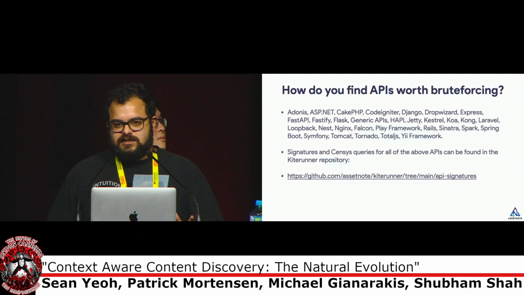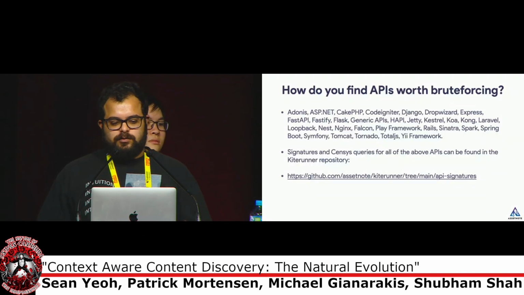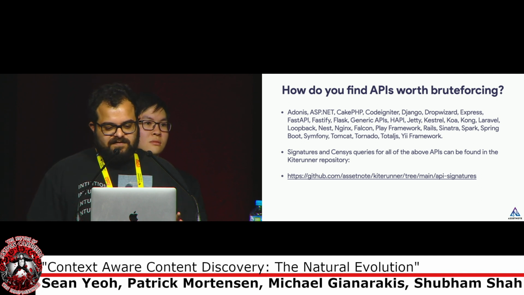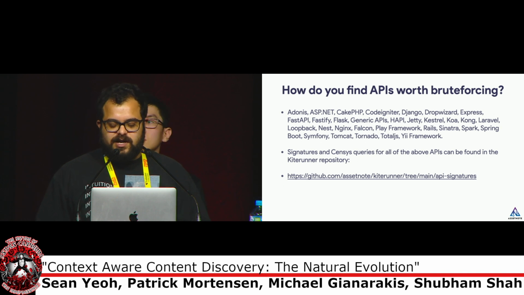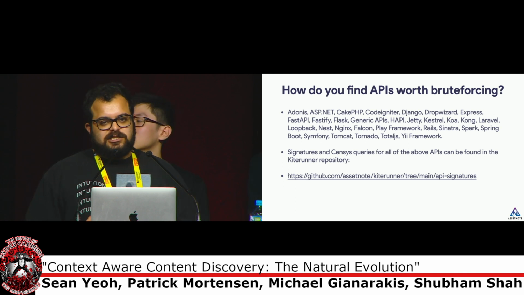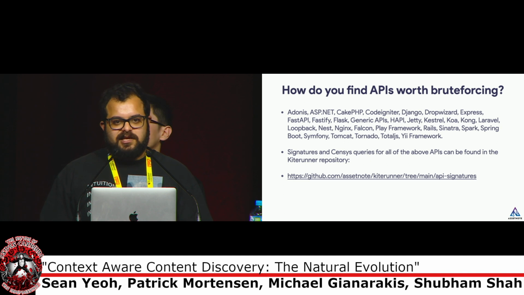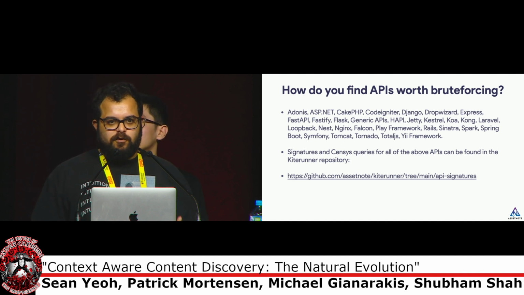So the first thing is, how do you find all the APIs worth brute forcing? Now there's this huge list of APIs I've included on this slide. And for each one of these APIs, we've created an API signature such that you can identify these APIs by the response on the index page or a 404 page.